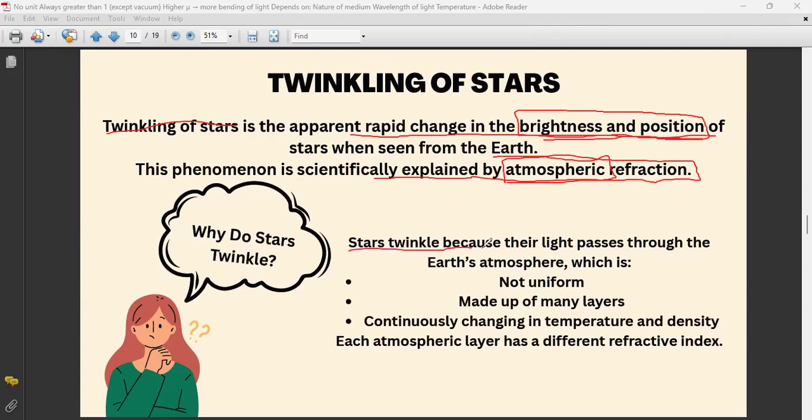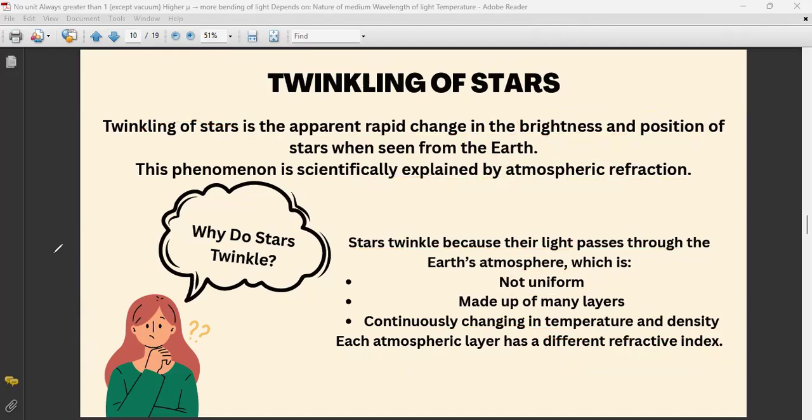So stars twinkle because their light passes through the Earth's atmosphere. And now we know that it is not at all uniform. Earth's atmosphere is made up of many layers, which are continuously changing in temperature and density. That's why whenever a light ray is passing through the atmosphere, it does not pass through only one layer, but many layers. Each atmospheric layer has a different refractive index, and a different refractive index means there will be different deviation. That's why we see the stars twinkling.